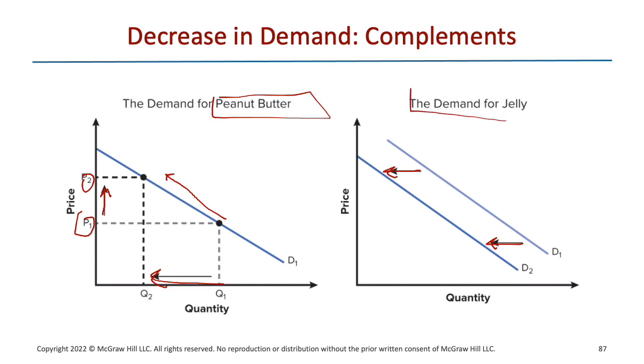The reason that we have a shift for jelly is because we're having a decrease in the demand, not because of the price of the jelly itself, but because of the peanut butter. Even though we are talking about prices, and the same is true for the substitute example we just went through, the reason we call this a non-price determinant is because we're really looking at the demand for jelly, and we have a decrease in demand not because of the price of jelly itself, but because of the complement good, peanut butter.